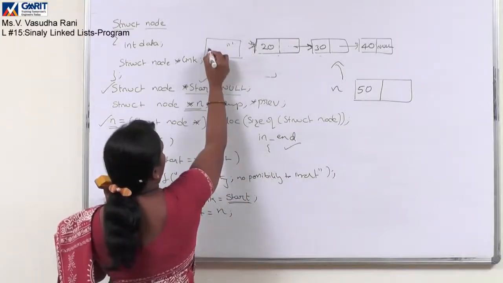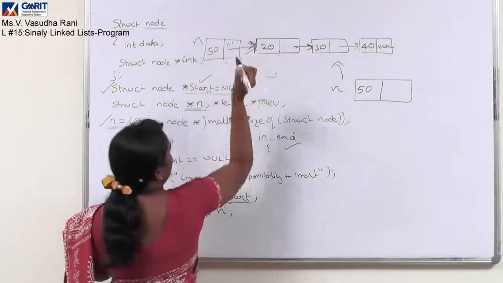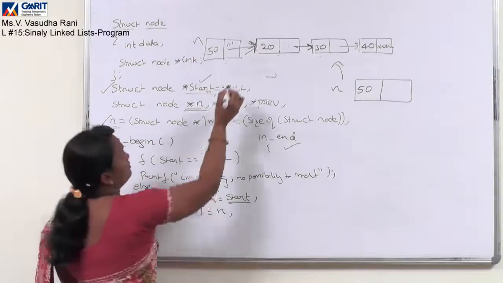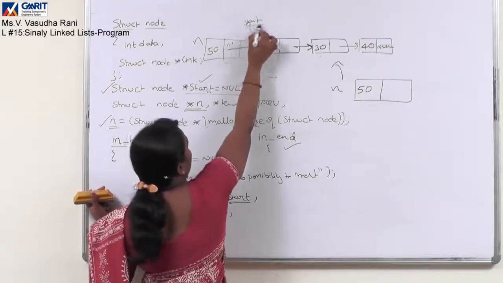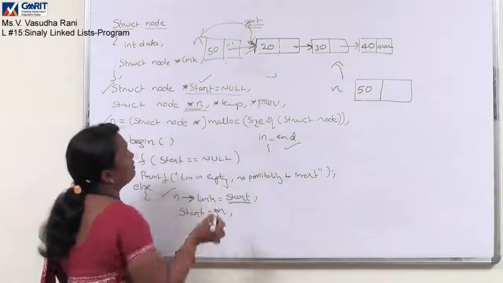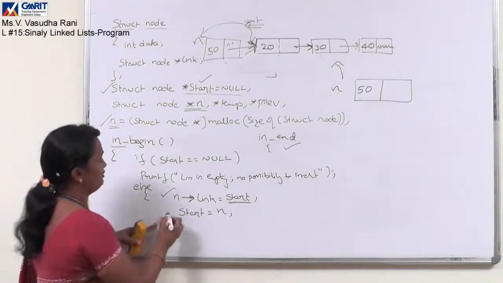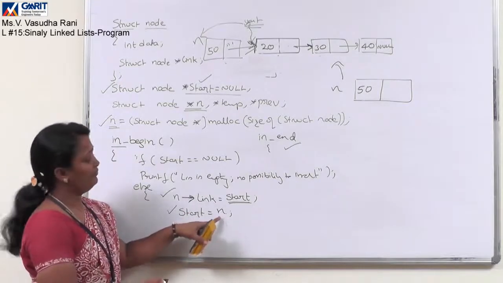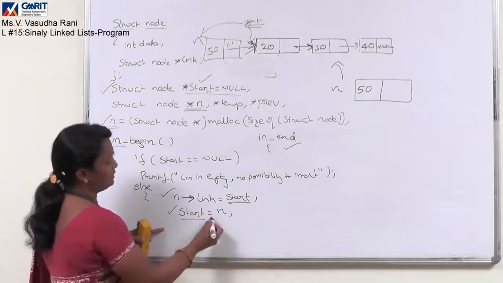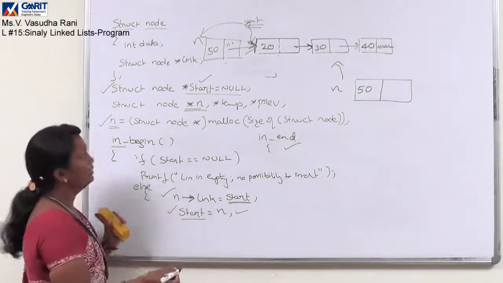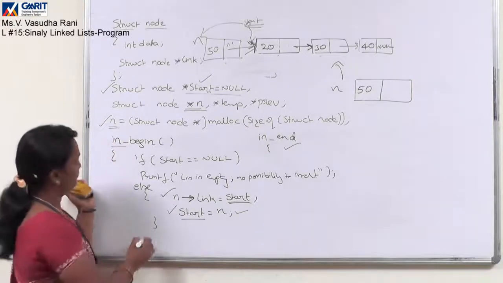Here it has come. Your n link is stored with the address of the first thing. And here you have your start pointer. This start pointer now has to refer to your n, because n has become the first node. For that, we have to store the address of n node in the pointer start. So it can happen through start equal to n. With this we could do insert begin.